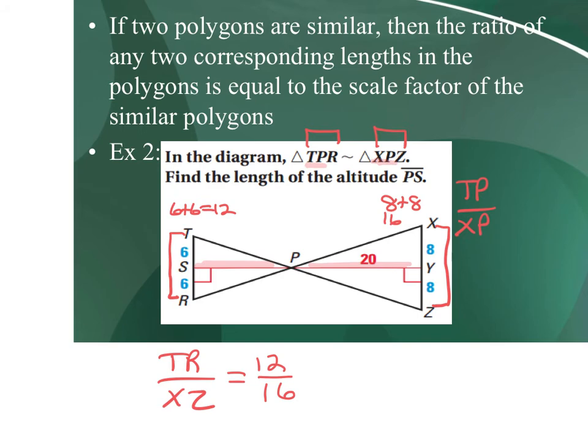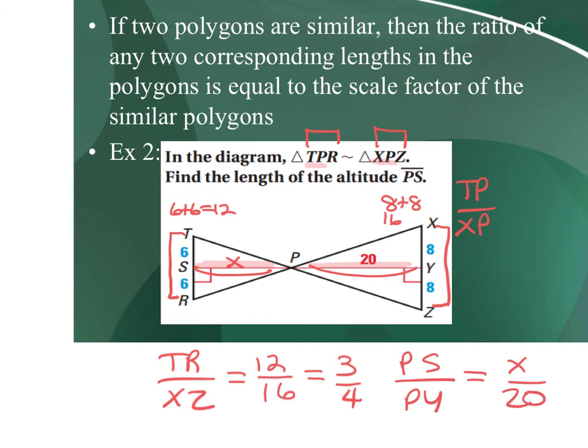I'm going to simplify that because that's going to give me my scale factor. So when I reduce 12/16 by dividing them both by 4, it reduces to 3/4. Now I can answer the question. It wants me to find the length of PS. PS, I could say, is X. PS is going to be from here to here, and it's going to match with the PY. So PS to PY.